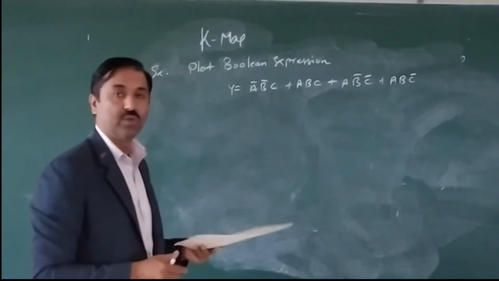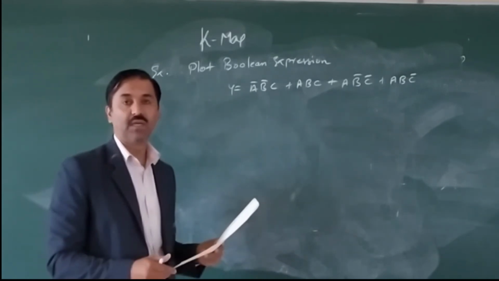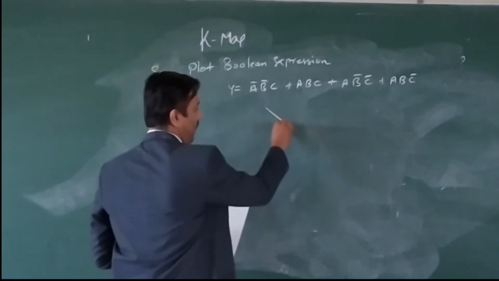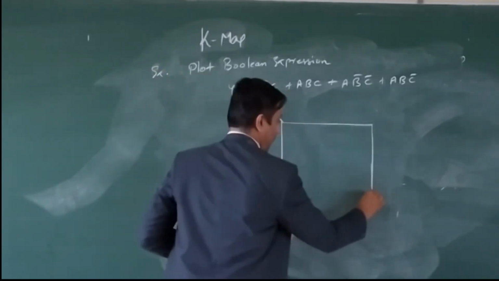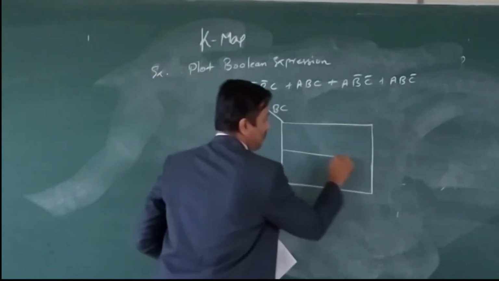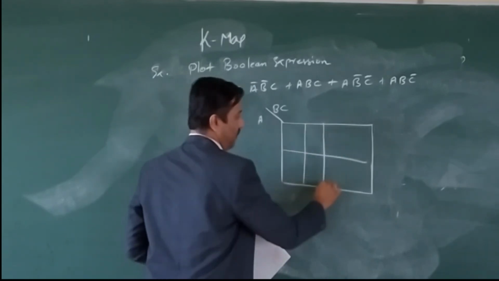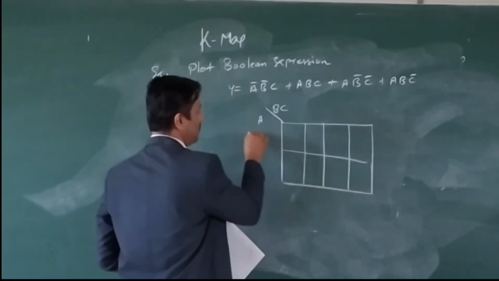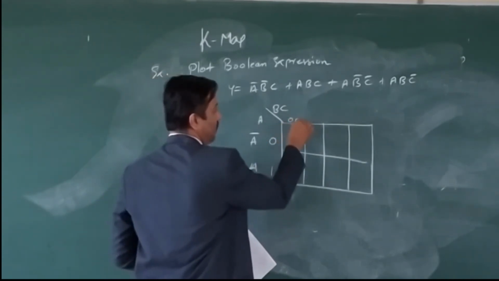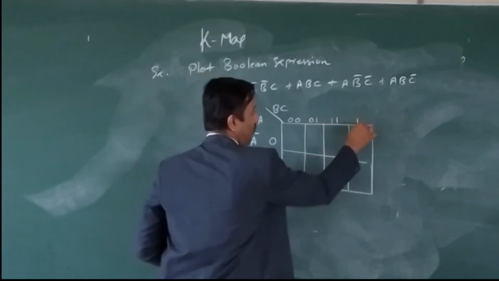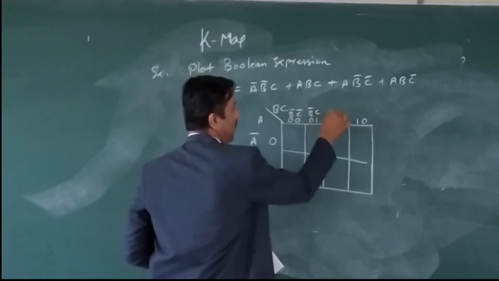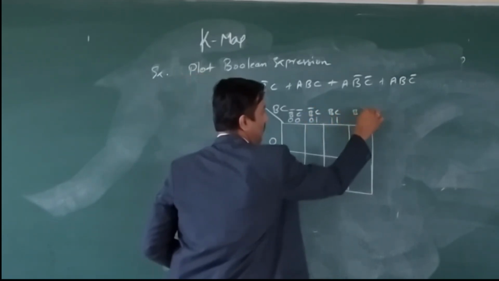So students, let us move on to the next problem of simplifying the Boolean expression using K-map. So here, as usual, again we have a 3 variable K-map. The variables are A, B and C. Here we have 0 0, 0 1, 1 1 and 1 0. This row represents A bar and A, 0 and 1. So 0 0, 0 1, 1 1 and 1 0. So this is B bar C bar, B bar C, B C and B C bar.